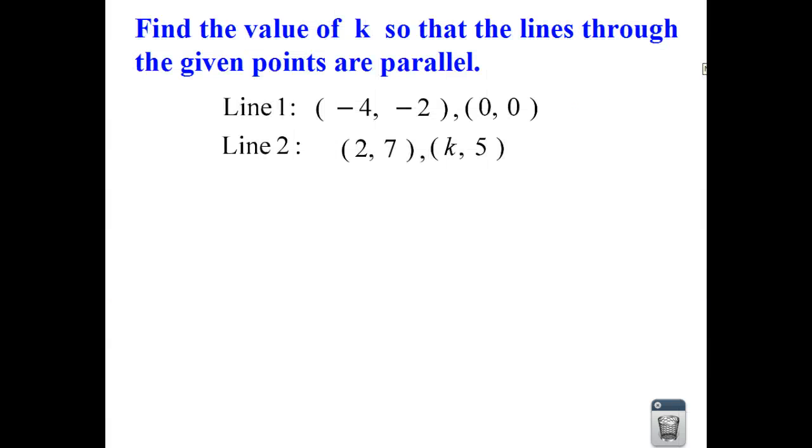Okay, last one. This one's a little bit more difficult. It says find the value of k so that the lines through the given points are parallel. Now what we know about parallel lines is that they will never intersect. And what do you need to know about lines that don't intersect? What is common between them? You're correct. Your slopes must be identical.